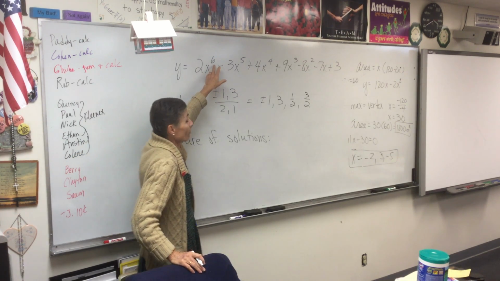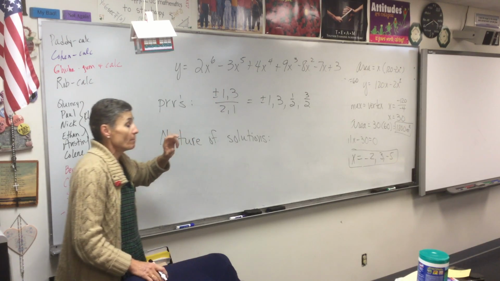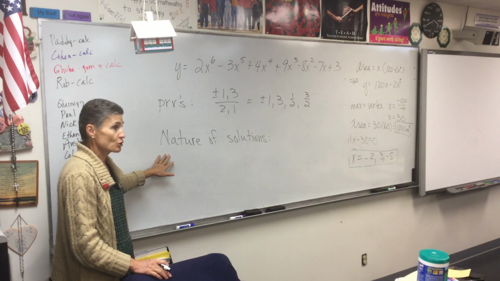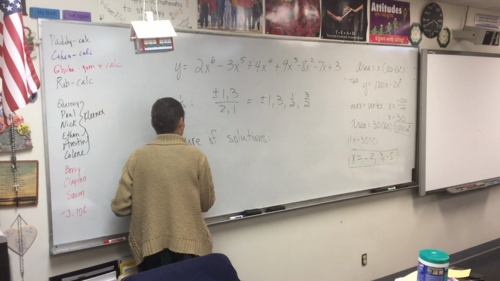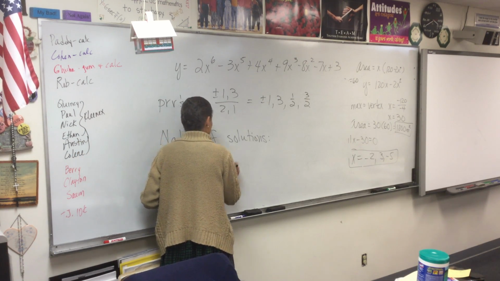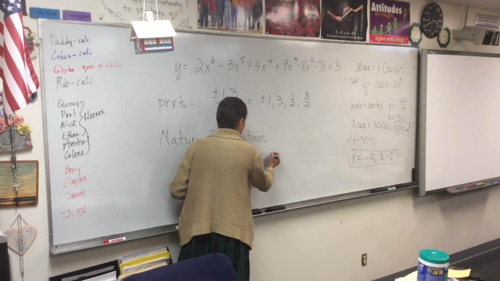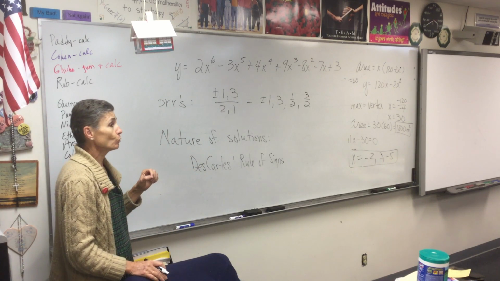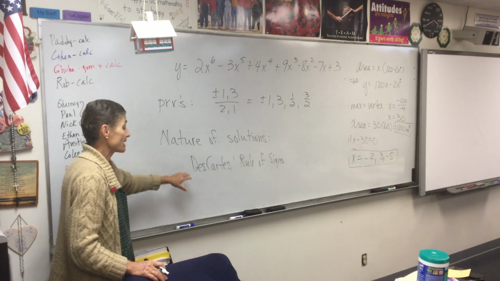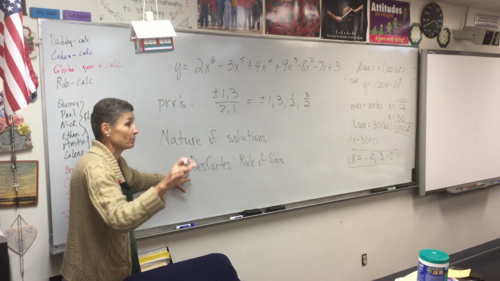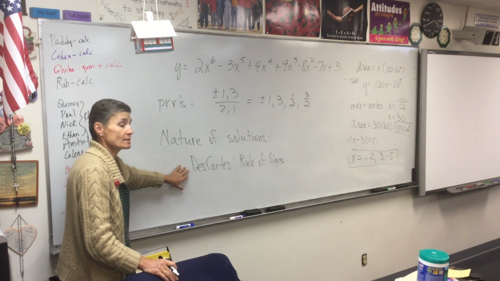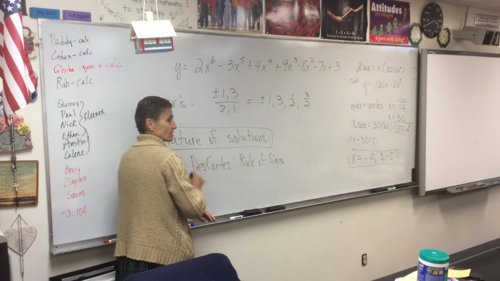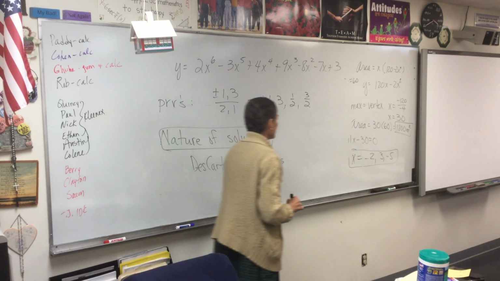Well, we know total there are how many? 6. But how many of them are real? How many of them are imaginary? There's a technique for determining that. It is called Descartes' Rule of Signs. And you will use Descartes' rule of signs. This is the same Rene Descartes, the Cartesian coordinate plane. You'll use Descartes' rule of signs anytime you are asked for the nature of the solutions of a polynomial function.